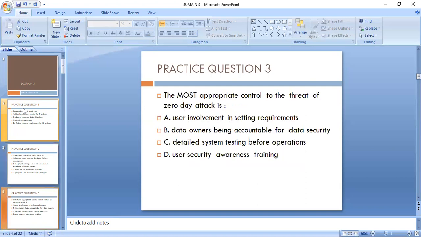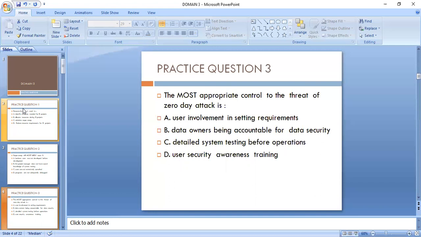Okay, question three, the most appropriate control to the threat of zero-day attack is A, user involvement in setting requirements. B, data owners being accountable for data security. C, detailed system testing before operations. D, user security awareness training. Now, zero-day attack is an attack that hackers launch against a newly released software.